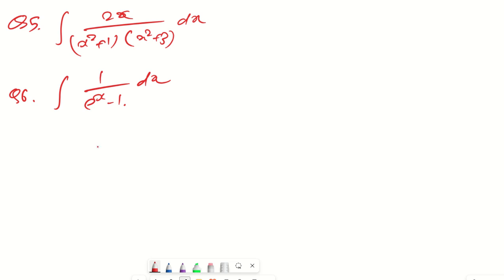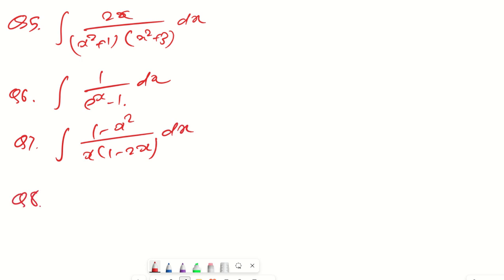Next problem is integration of 1 minus x square by x times 1 minus 2x dx. And let's say one more problem you take down. This problem is integration of 3x plus 5 by x cube minus x square minus x plus 1 dx.